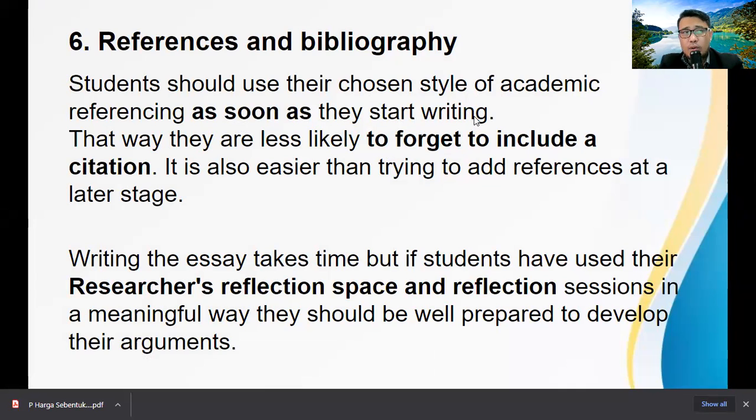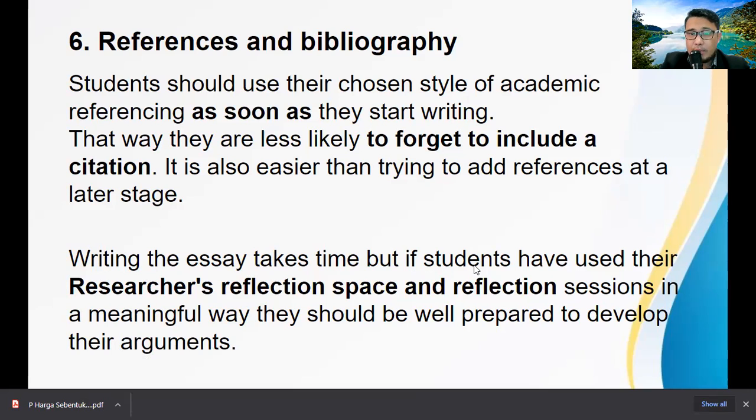So, according to my experience, some of the students have started to write their extended essay, but in the end they forgot where they got the source, because they don't keep the source or they don't keep a note. It's supposed to be not like that. Once you start to write your essay, any source that you use, you have to keep it, save it, and also put it in your reference or bibliography.